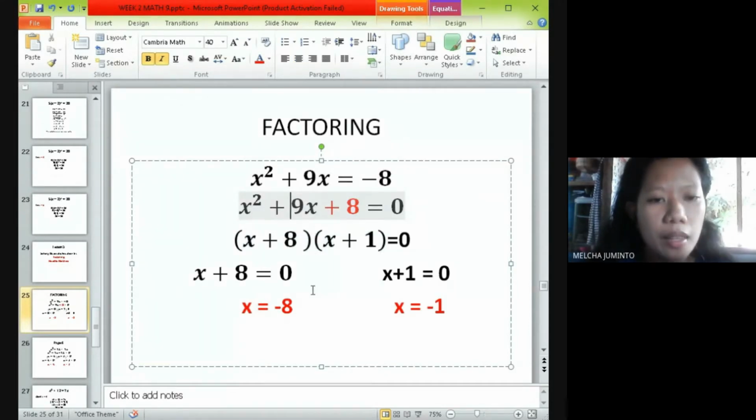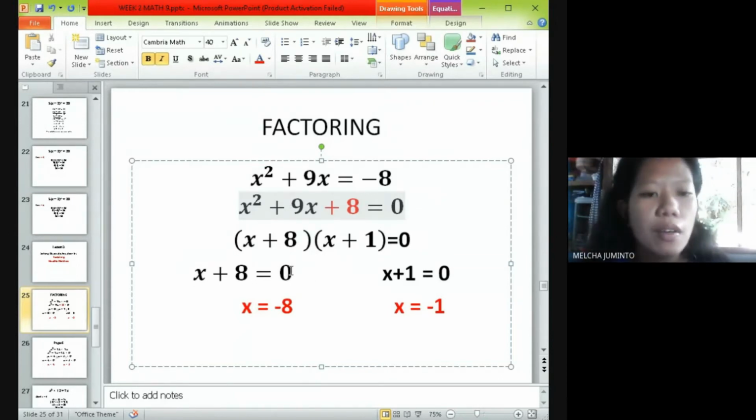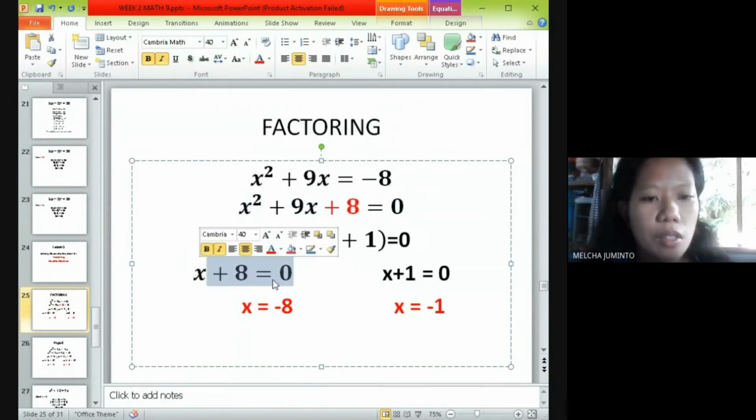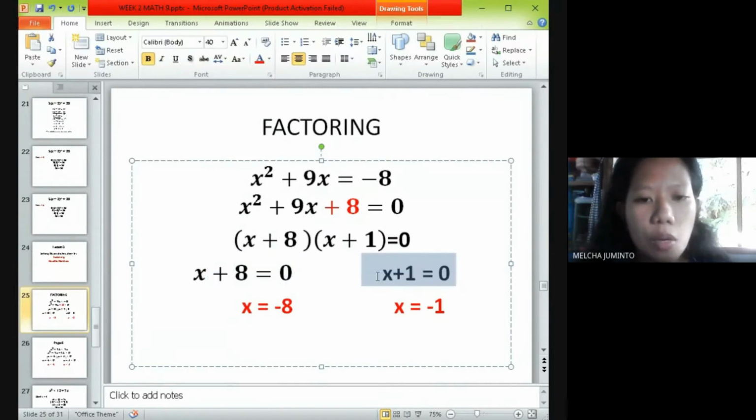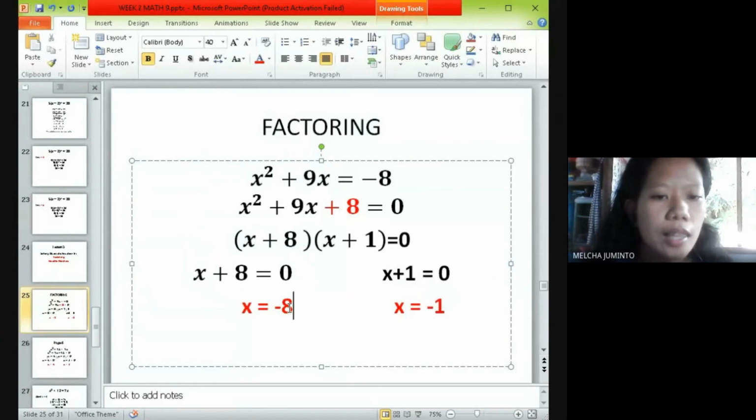Then separate the two factors using the zero product property. So we have x plus 8 equals 0, and the other one is x plus 1 equals 0. Transfer 8 to the right side, it becomes negative 8. Transfer 1 to the right side, it becomes negative 1. Therefore, the solutions are negative 8 and negative 1.